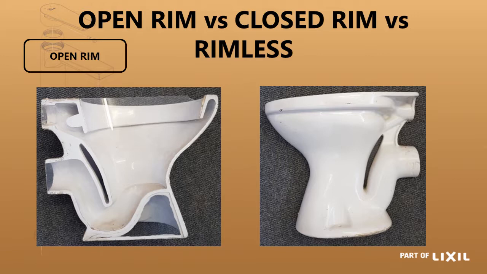If we have a look at the difference between an open rim and a closed rim. Now the open rim, as the name implies, the rim around the pan is open. So if you look at this cut piece at the front, you'll see there's an opening there, and if you look at the back, it's completely open, and you can put your hand inside the rim. If you look at the outside of the pan, you will see that there's a channel that is exposed, running around the rim of the pan. So that's an indication that it is an open rim.